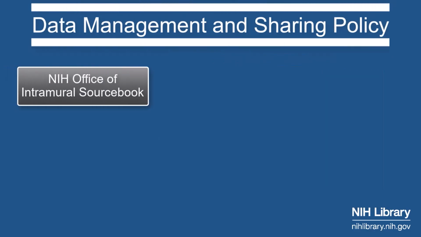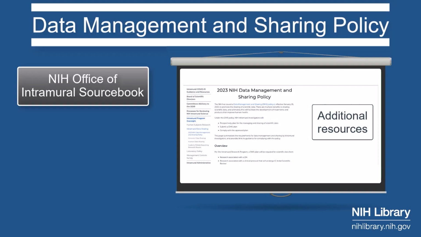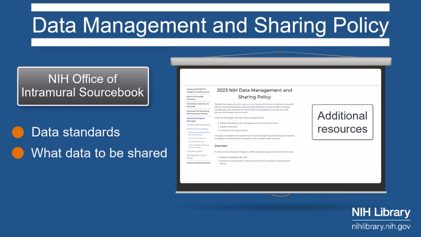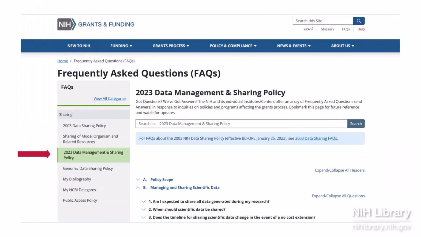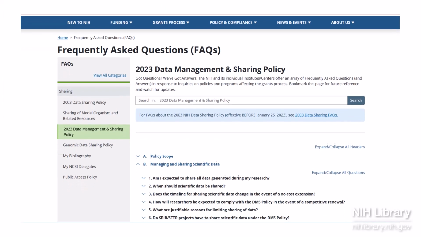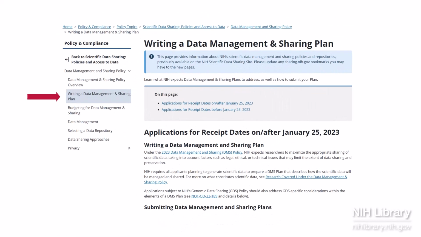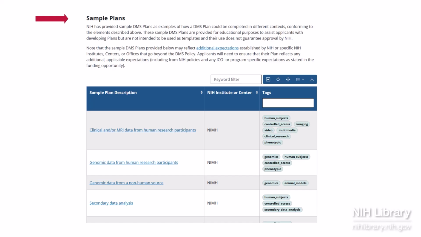In the NIH Office of Intramural Research Sourcebook, you can find more information about the policy, including data standards, what data needs to be shared, and when the data need to be shared. On the NIH Scientific Data Sharing site, you can find a Frequently Asked Questions page. This site also includes information on how to write a data management plan with links to a few sample plans.